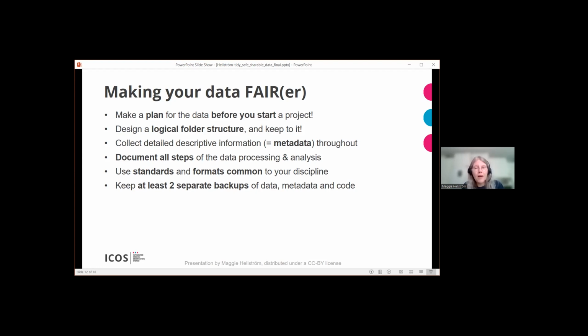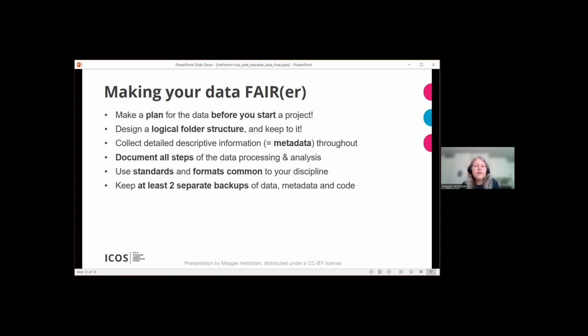You need to make a plan. You need to think about how to store your information, have logical folder structures, and of course also file names that are descriptive. Make sure you collect and document descriptive information about the processes, about the data, etc. throughout, at least for your own sake, and keep this in a way that your whole project can share and read and refer to.